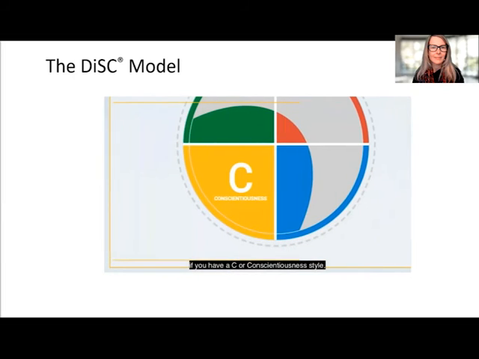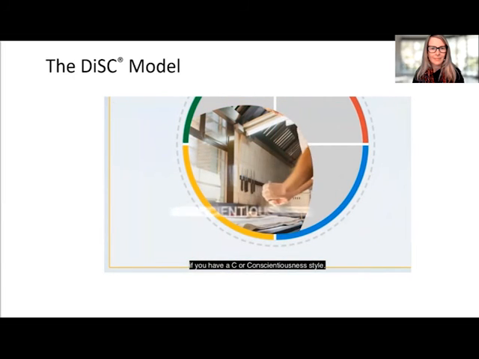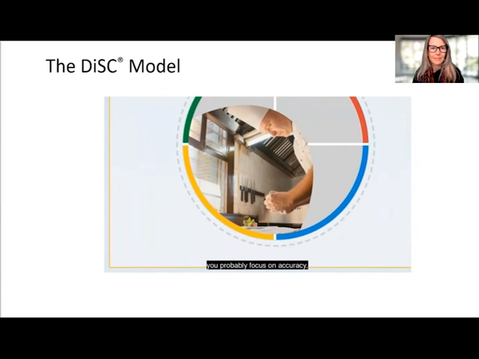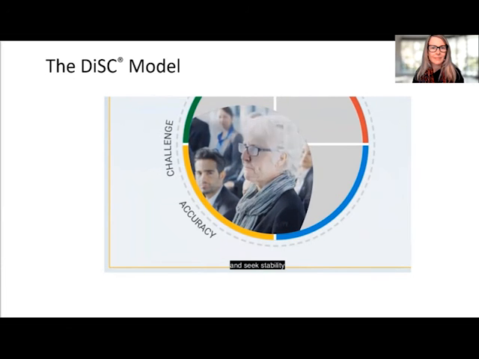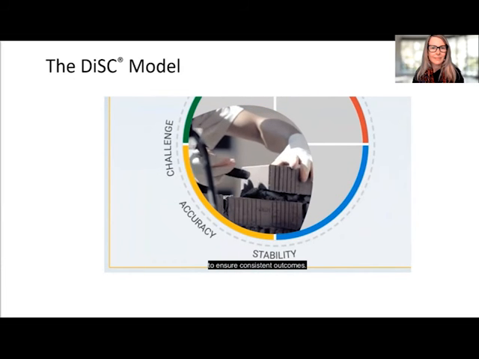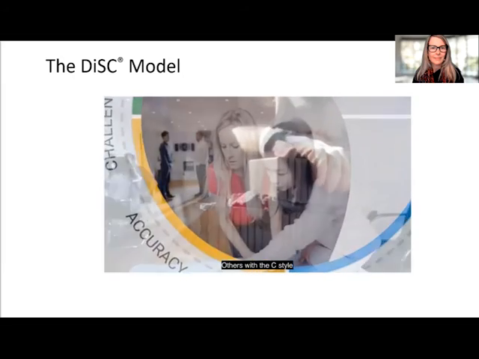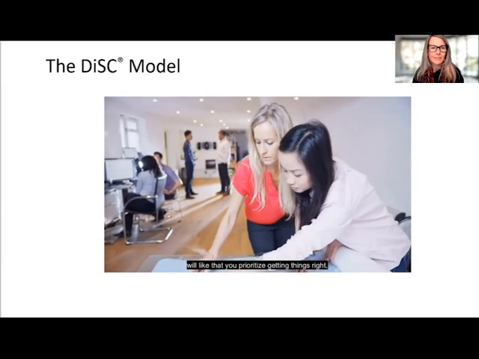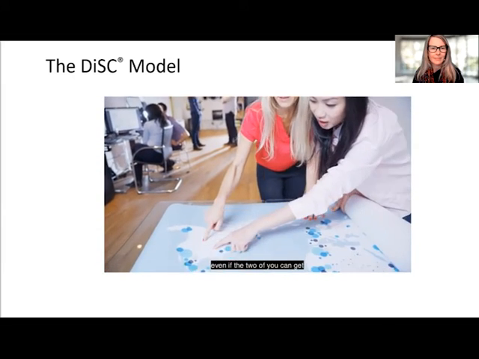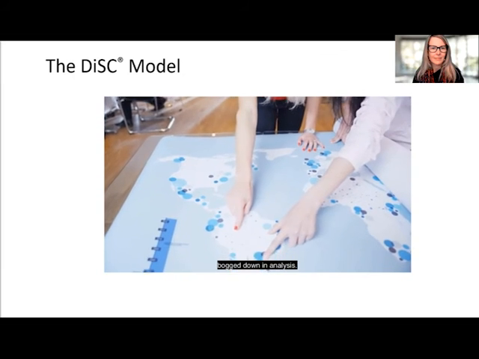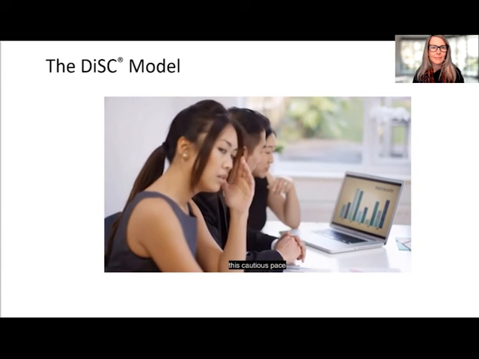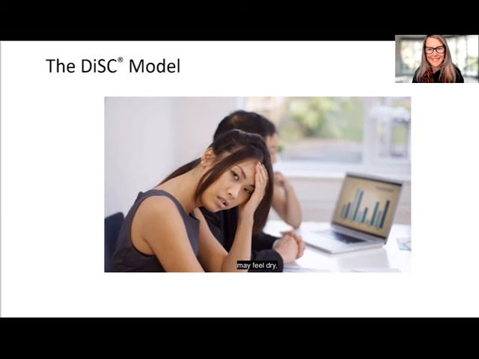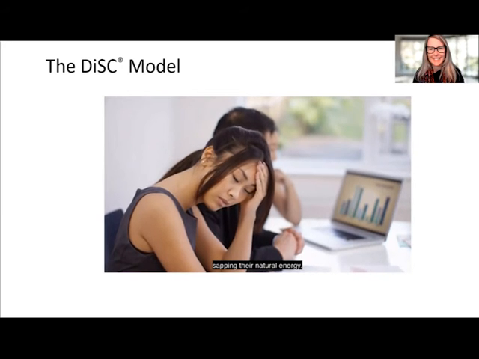And finally, if you have a C or conscientiousness style, you probably focus on accuracy. You use your logic to challenge ideas and seek stability to ensure consistent outcomes. Others with the C style will like that you prioritize getting things right, even if the two of you can get bogged down in analysis. But for people with different styles, this cautious pace may feel dry, sapping their natural energy.